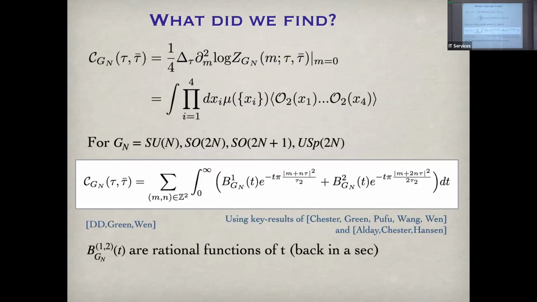Good. So we studied this object in here. What did we find? We find this particular expression for these integrated correlators: a lattice sum of an integral of these functions B1 and B2. I'm going to give you concretely some SU(N) examples later on, but they're very easy functions. They're just rational functions of this integration parameter t. And then the dependence on the coupling constant is very easy: e to the minus the lattice sum, usual |m plus n tau|squared over tau 2, and also this other lattice sum, |m plus 2n tau| squared over tau 2.